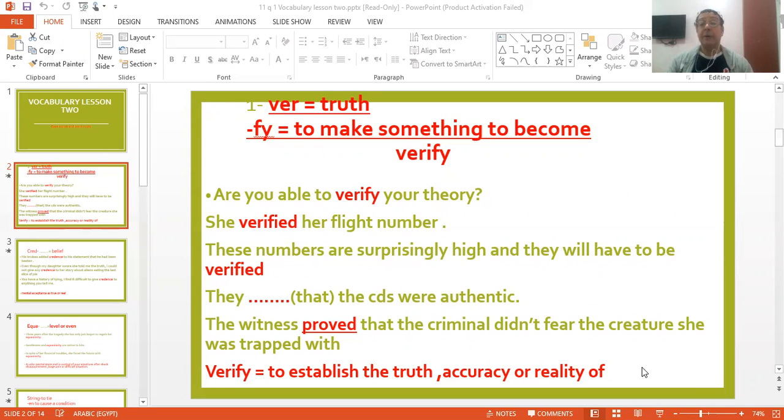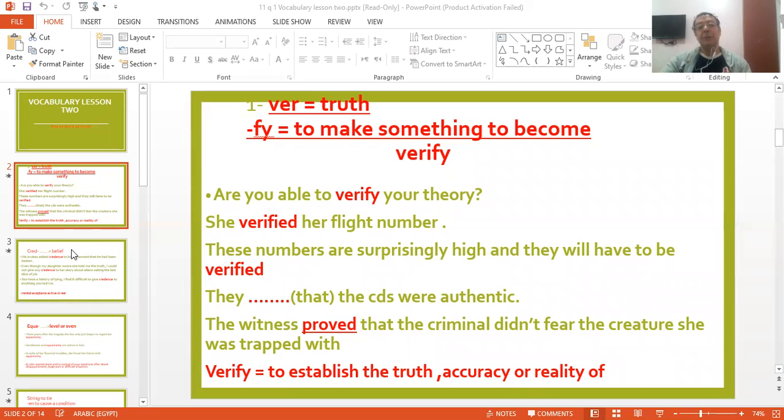Are you able to verify your theory, to prove it is true and real? Another example, she verified her flight number, so she made sure of the accuracy of that number. These numbers are surprisingly high and they will have to be verified. Yeah, let's check that these numbers are real, truthful, and so on. So the word verify means to establish as true or real or accurate.